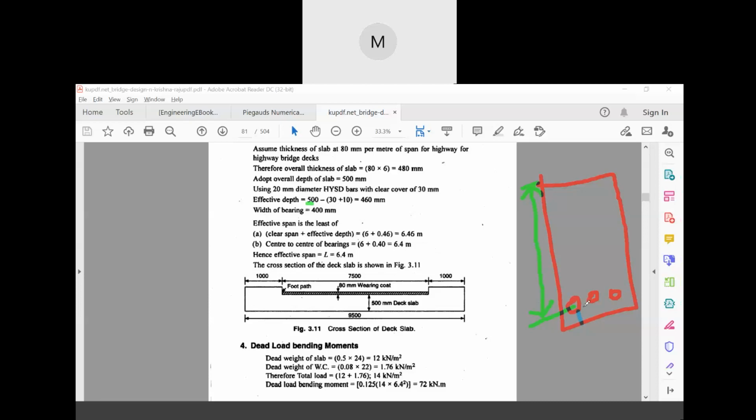I hope you are understanding everything, this part also. That is why we are doing 30 plus 10, 40, it comes out to me. So up to this center depth, that means it is 460 mm, right? So in this way we will be computing the effective depth. Now after effective depth, what is there? Width of bearing is equal to 400 mm.